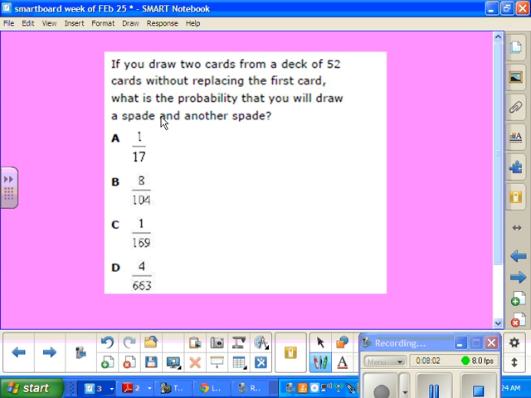Okay, if you draw 2 cards from a deck of 52 without replacing the first card, so that's an important word, without replacing, what is the probability that you will draw a spade and another spade?